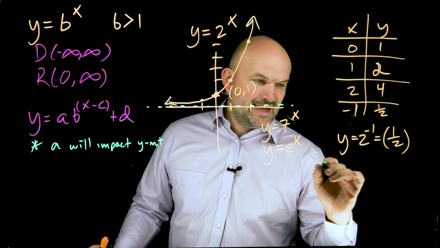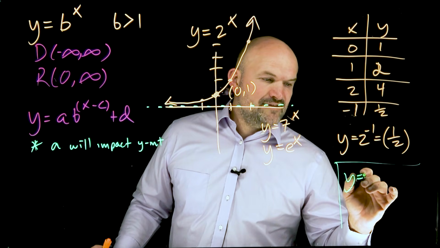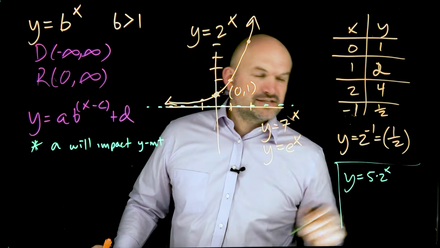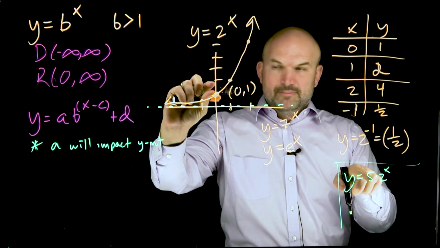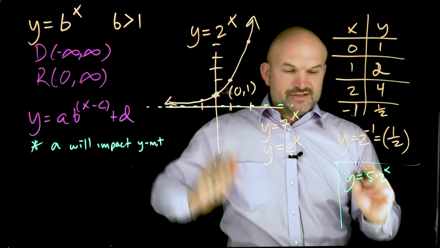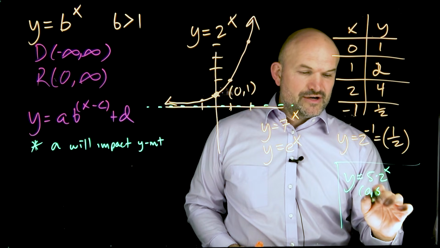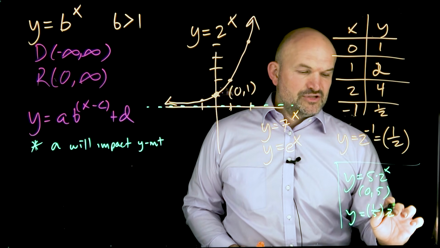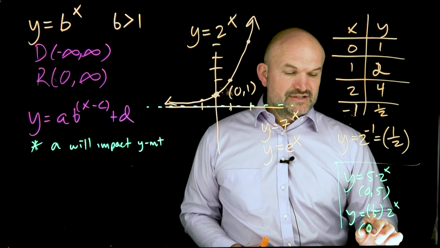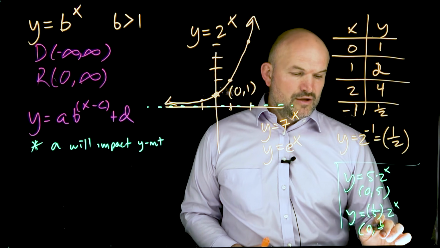Let me make the case here with a little sidebar. If I had 5 times 2 to the x, remember, 2 raised to the 0 power is 1, right? That's the y-intercept. But then you have to multiply it by 5. So the y-intercept in this case is going to be (0, 5). What if I had y equals 1/5 times 2 to the x? Well, now my y-intercept is going to be (0, 1/5).